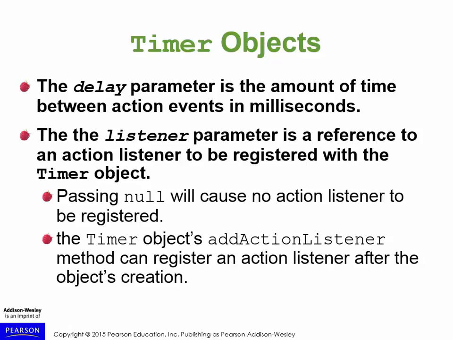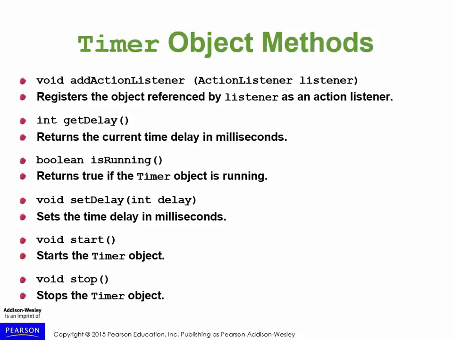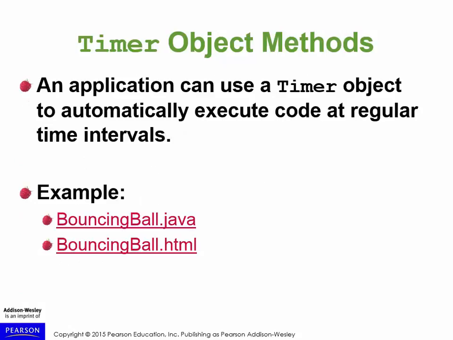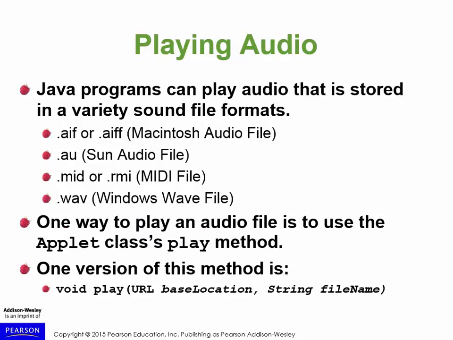Again, I think this will make more sense when we actually take a look at it. Here are the different methods that you can use with timers: get and set delays, check to see if a timer is running, starting and stopping a timer. So you can use timer events for a lot of different things. I think with a bouncing ball, it's like if you wanted a new ball to begin every X number of seconds, etc. You'll see that in just a few minutes.